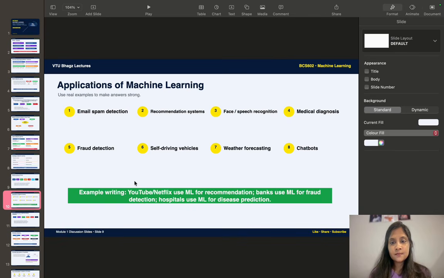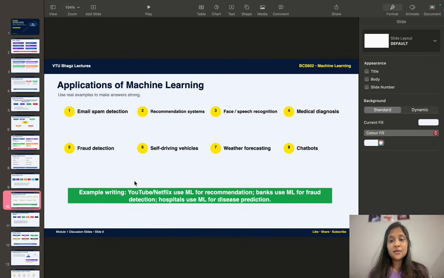Next is applications of machine learning. So remember the slides. If you remember this application, it's very easy for you to write in an exam. This is just the real-time applications of machine learning. So machine learning is used in many fields, as everyone knows.